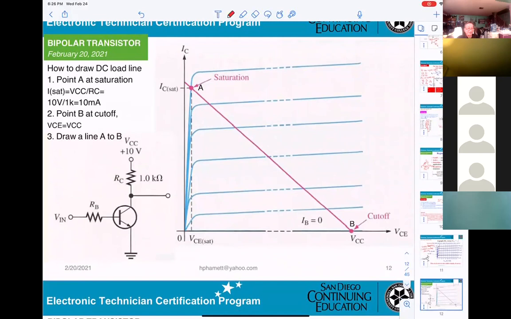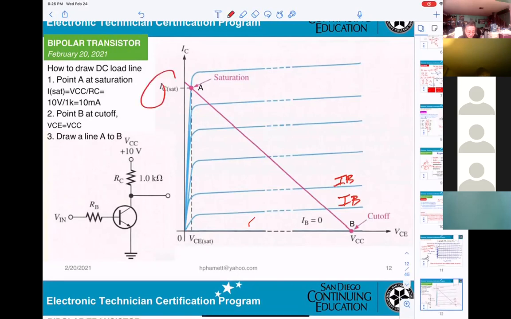Field effect transistors: JFET, MOSFET. But the bipolar transistor is a current controlled device. Make sure you memorize that. You can see that it depends on IB. This is for the current IB. So you change IB, you change the current IC.